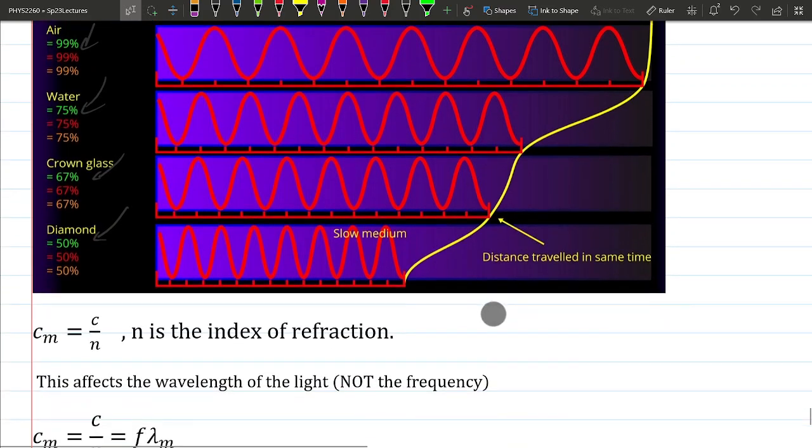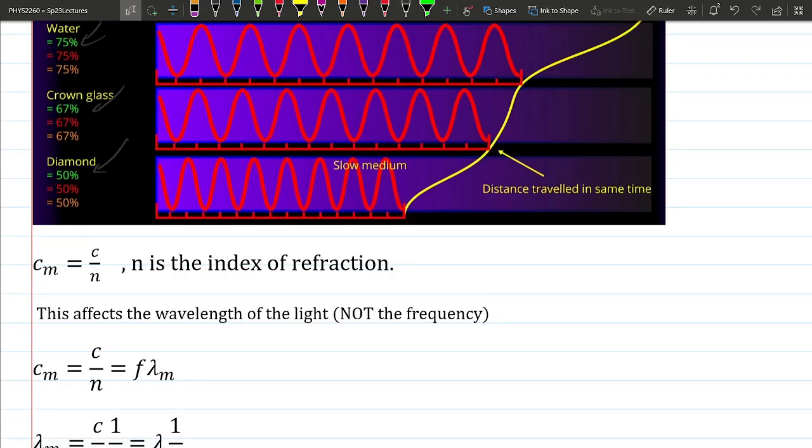The definition of refractive index is this: the speed of light in some medium is the speed of light in vacuum divided by the refractive index. So if the refractive index is 2, the speed of light in that particular medium is half the speed of light.